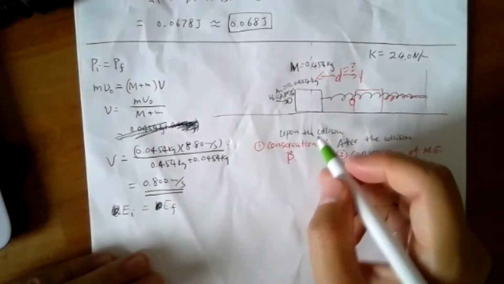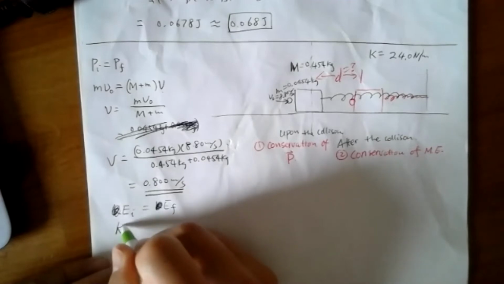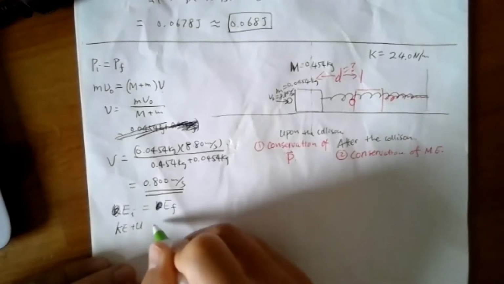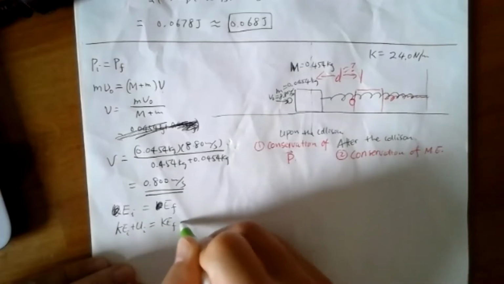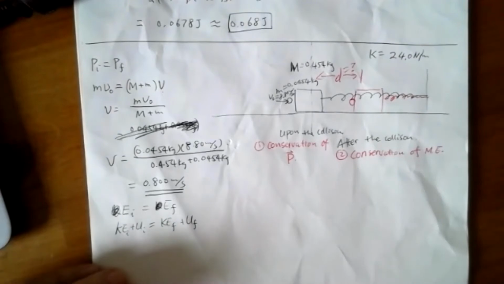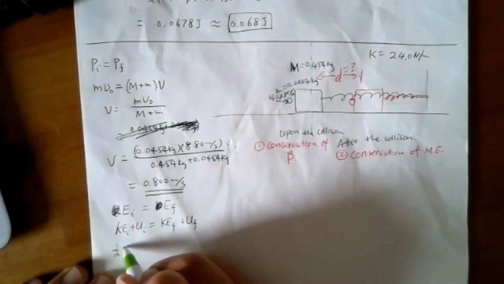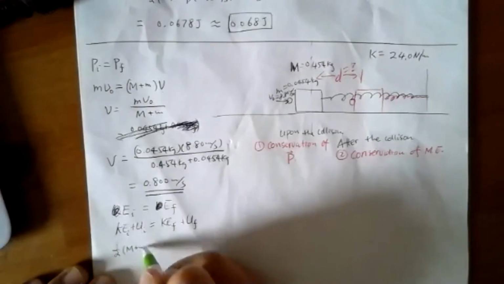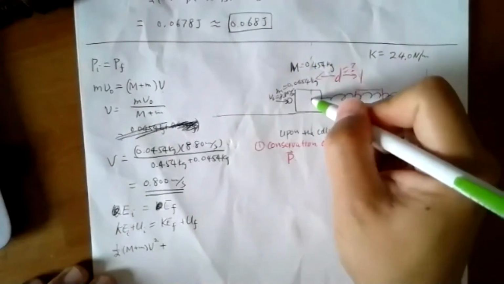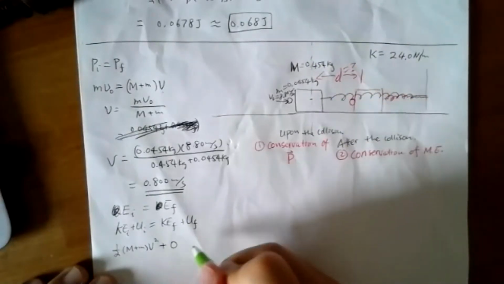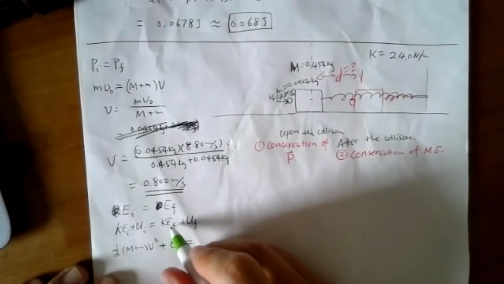So right after the collision, the energy of the system, KE plus U initial, equals KE final plus U final, okay? So KE initial is 1/2 the two combined masses times V squared. Potential energy initial, because it's at the equilibrium point of the spring, is 0. Potential energy is 0 initially. And then that equals KE final.